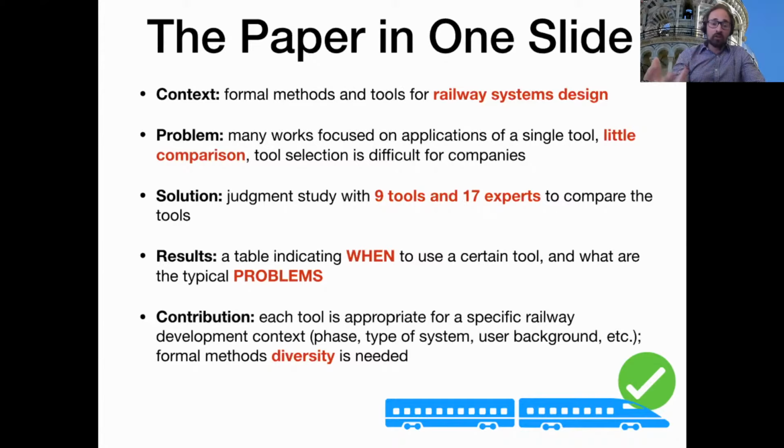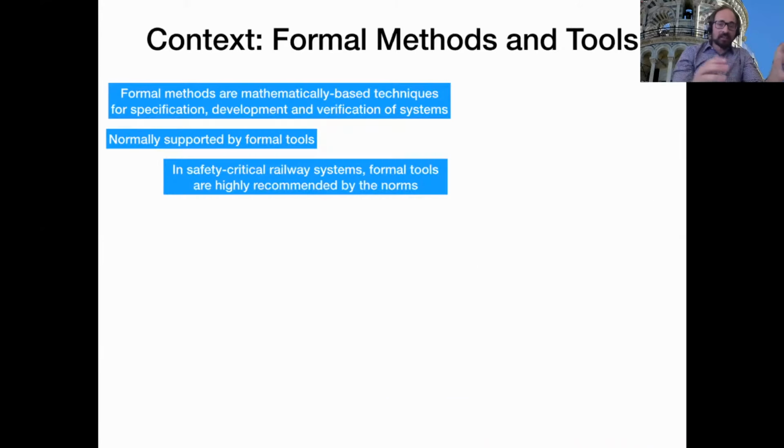And the main contribution is the emphasis on tool diversity, formal methods diversity in railway, because each tool is appropriate for a specific railway development context that depends on the phase, the type of system, the user background, and other factors. So let's take a step back. What are formal methods? Formal methods are mathematically based techniques for specification, development and verification of systems. They are normally supported by formal tools, and in railway safety critical systems, formal tools are highly recommended by the norms. So if you are a company, you would like to use them.